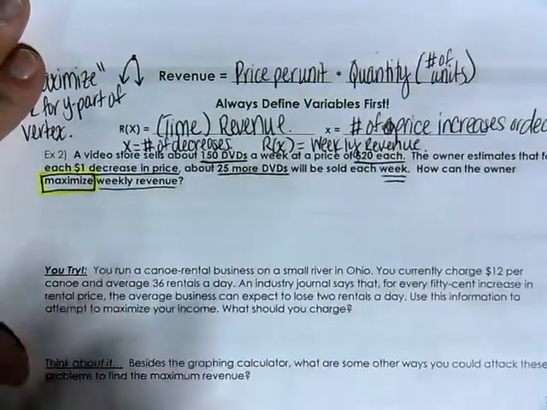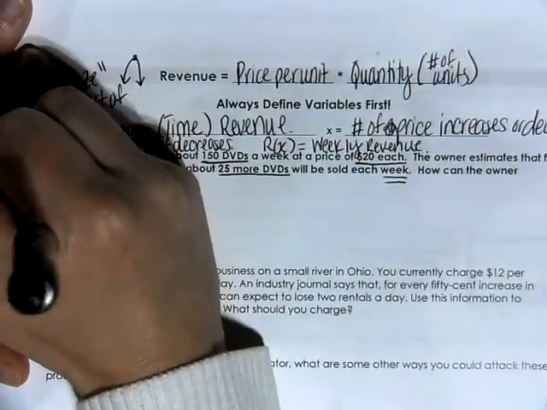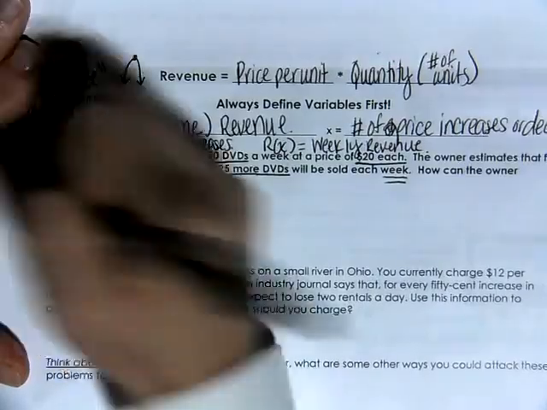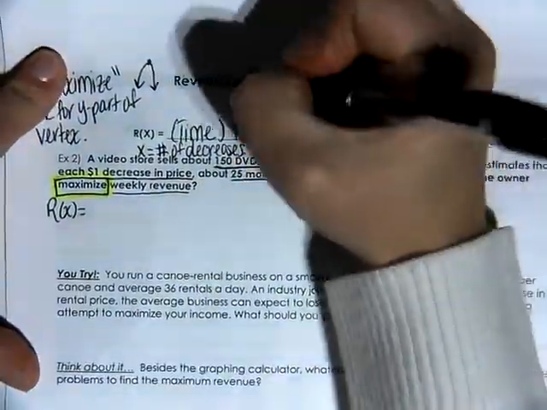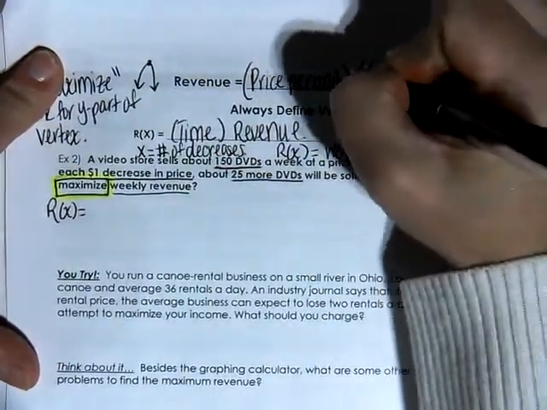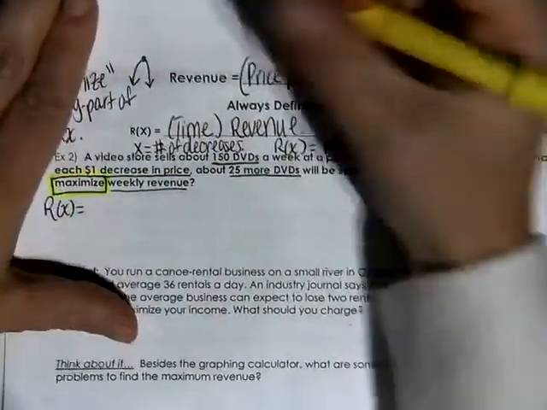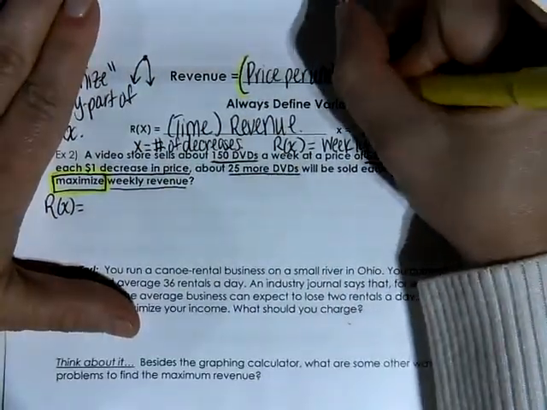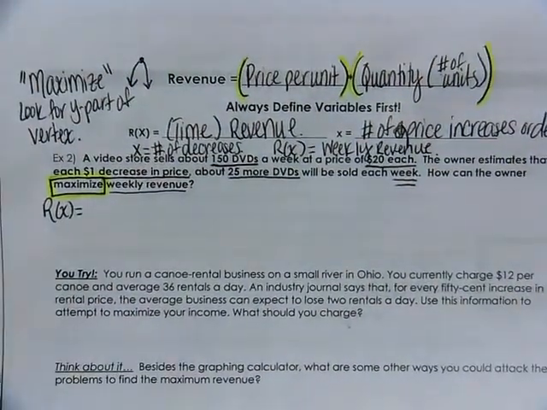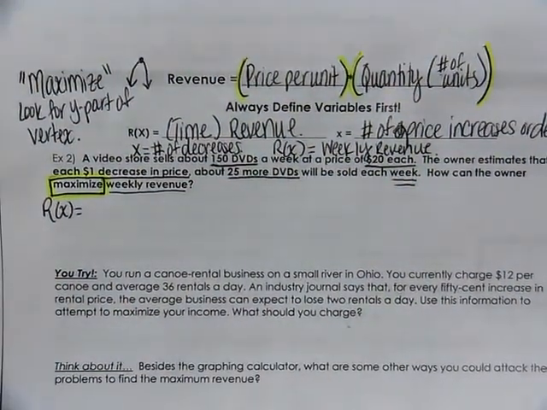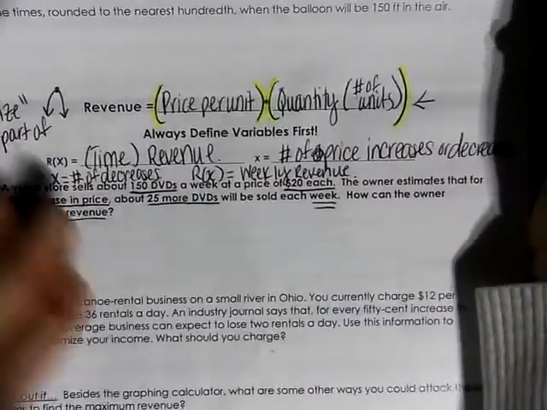Okay, cool. Now that we've defined our variables, the next thing we need to do is write our equation. I'm going to write this as R of X equals, and there are two pieces we're going to talk about. I'm going to put in parentheses price per unit and quantity. The reason is that I want to show you that the way we set up these problems is very similar to a different structure that we've already learned, and that structure is intercept form.